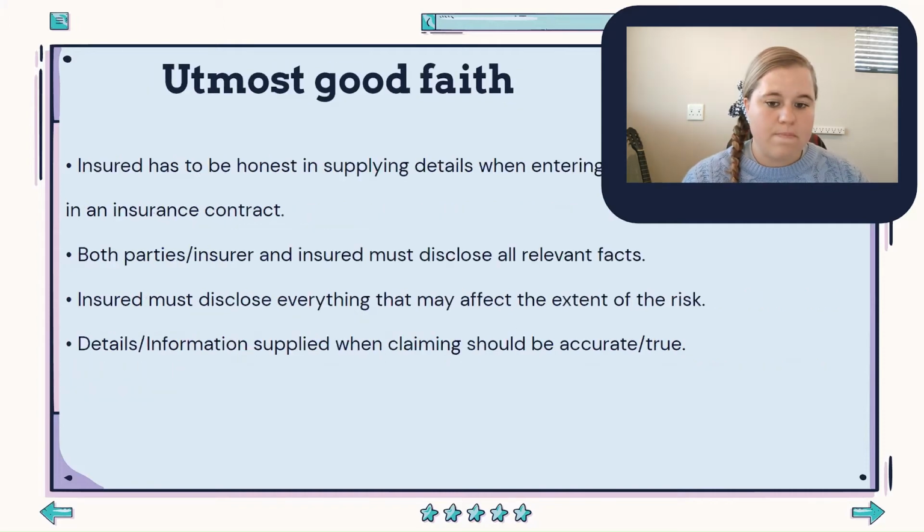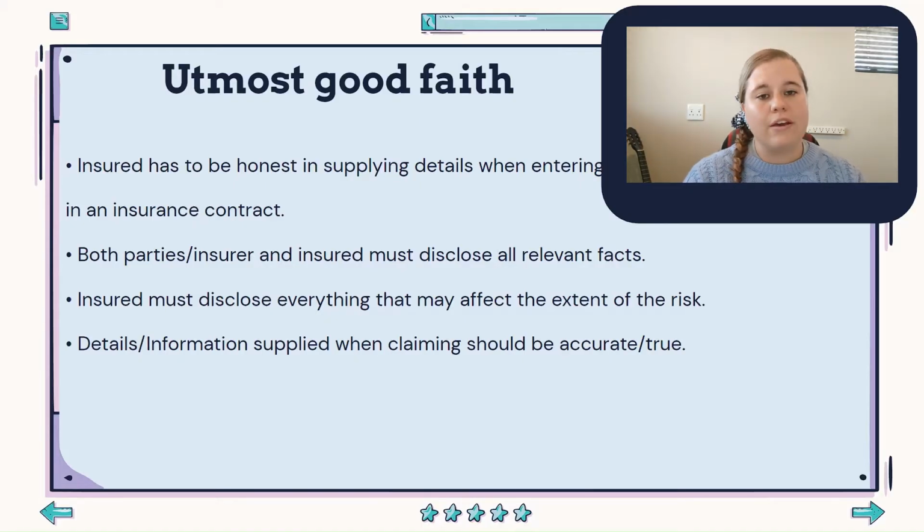Utmost good faith. The insured has to be honest in supplying details when entering into an insurance contract. Both parties, insurer and insured, must disclose all relevant facts. The insured must disclose everything that may affect the extent of the risk. Details or information supplied when claiming should be accurate.